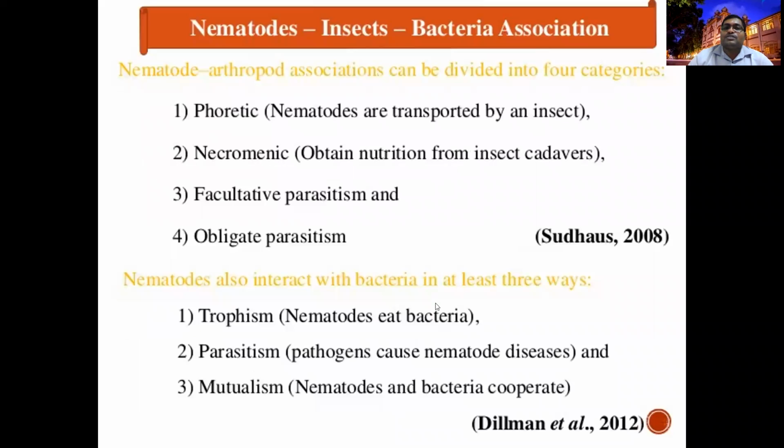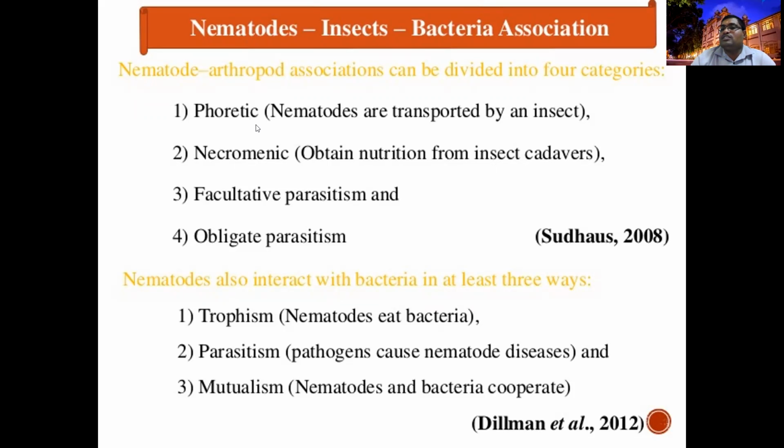Nematode arthropod association can be divided into four categories. One is phoretic, which means nematodes are transported by an insect. Another one is necromenic. Necromenic means obtaining nutrition from the insect cadaver. These are the associations. You should remember the terminologies.